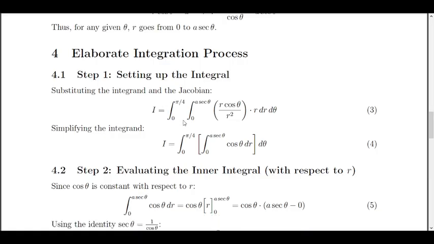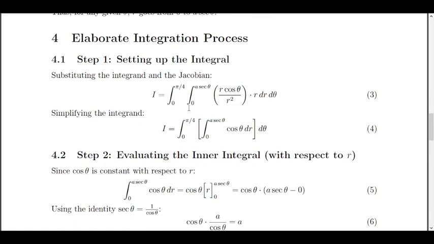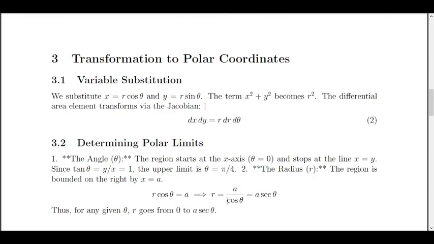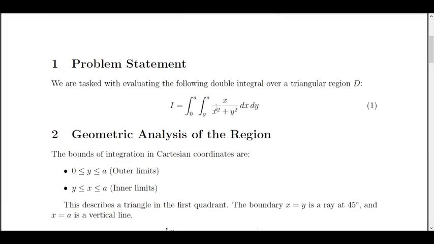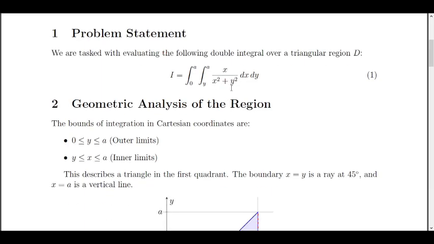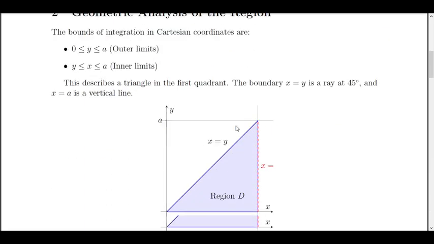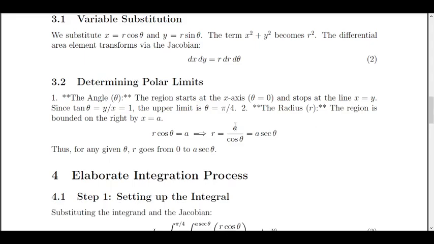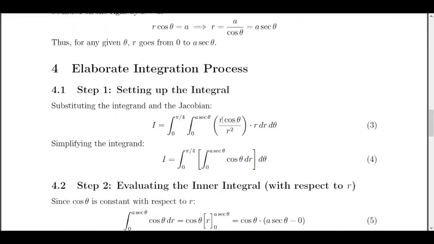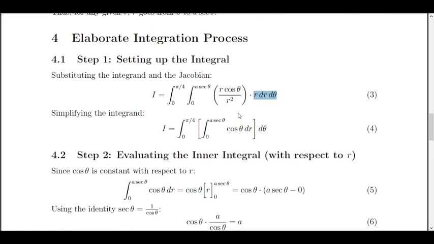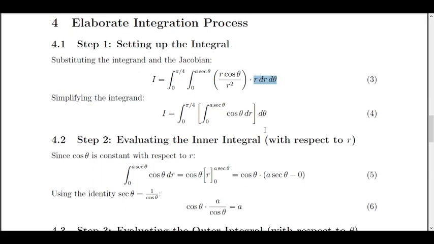Plugging in these limits, our integral becomes integral 0 to pi by 4, integral 0 to a secant theta. The numerator x is r cos theta, the denominator x square plus y square is r square, and dx dy equal to r dr d theta. Since r into r square cancels, we get cos theta dr d theta.